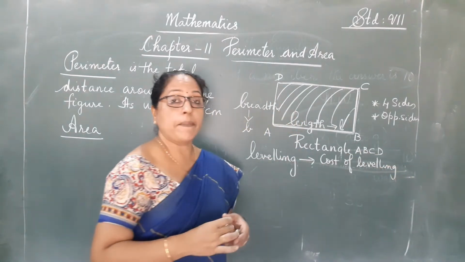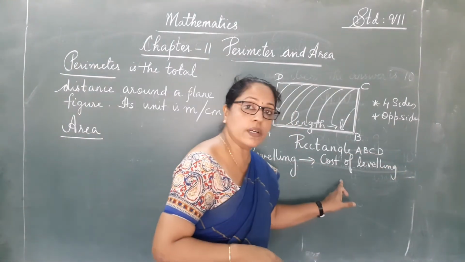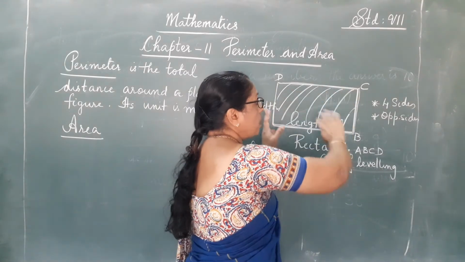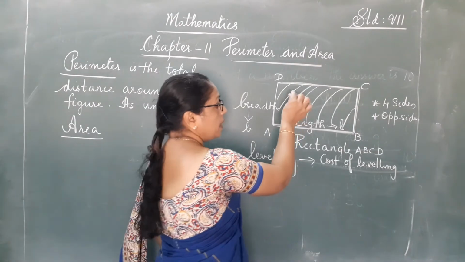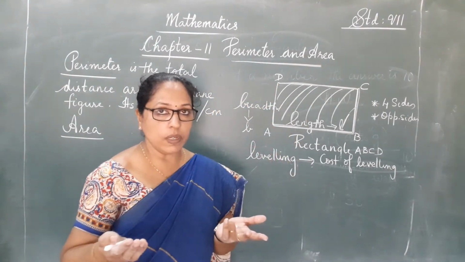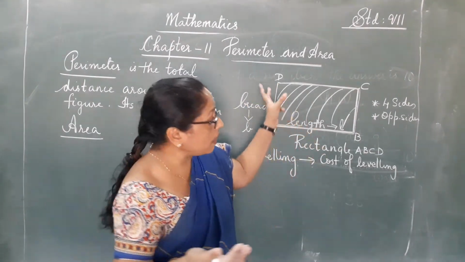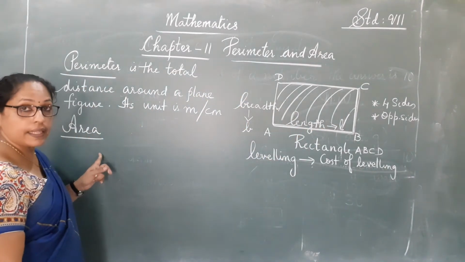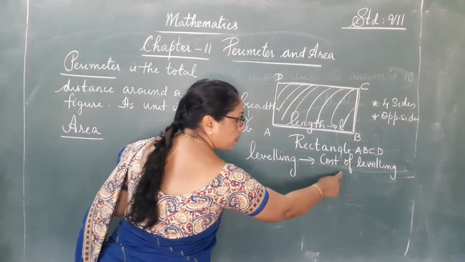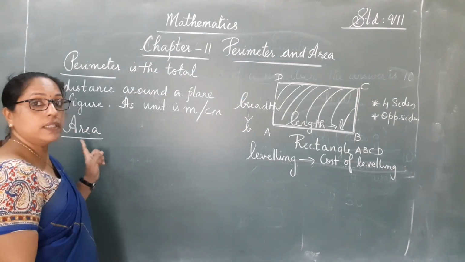So the leveling is happening where? You have to check where this work is happening. Is it along the boundary or is it inside? Yes, it is happening inside. When some work is happening inside a plane figure, what do we call it? That is called area. So to find the cost of leveling, we have to connect with area.